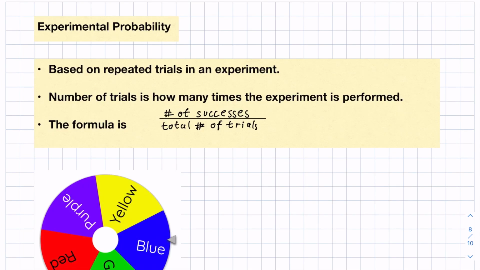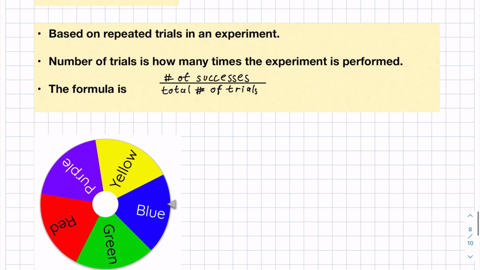First up is experimental probability. Experimental probability is based on repeated trials in an experiment, and the number of trials in the experiment is how many times the experiment is performed. The formula is number of successes over total number of trials.